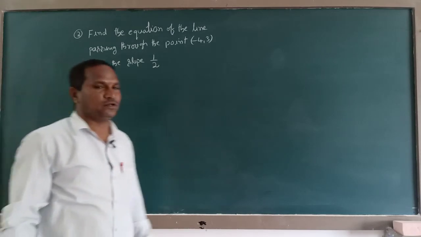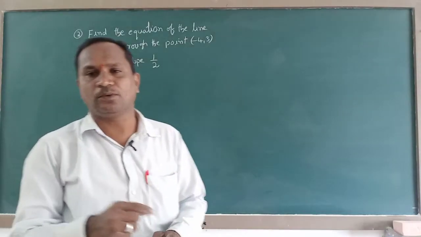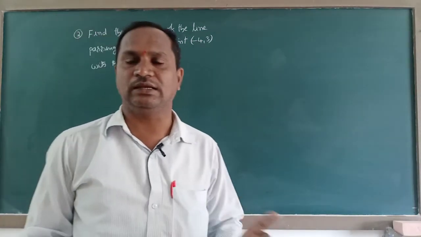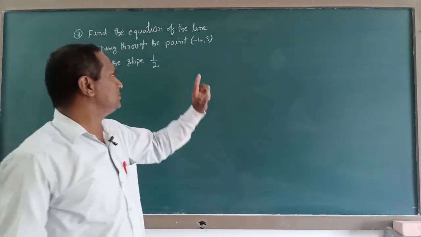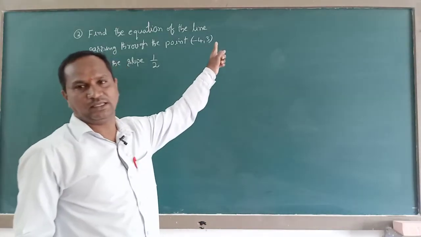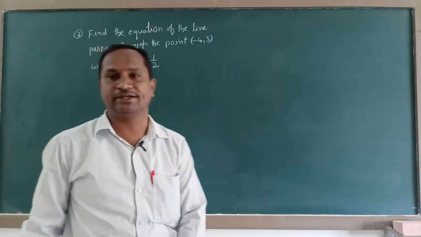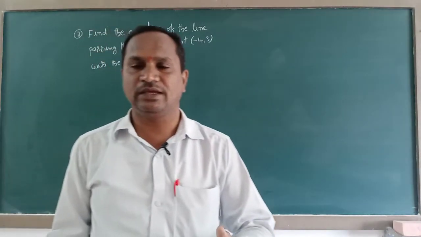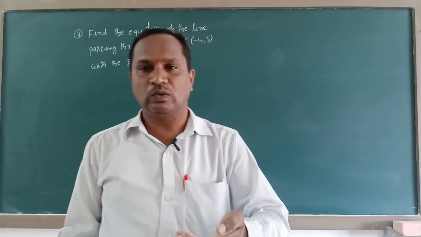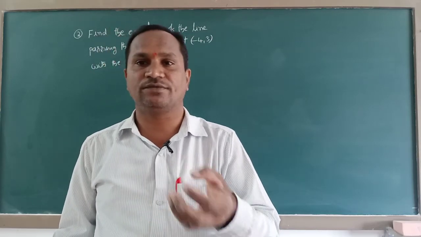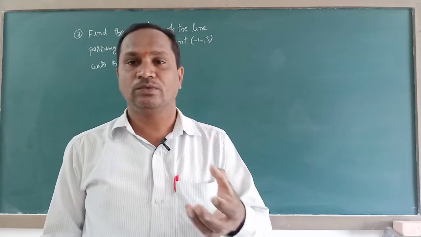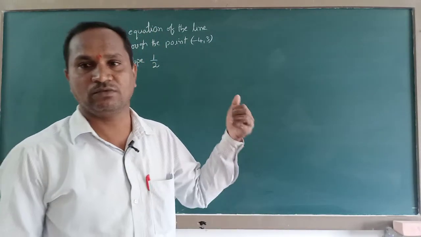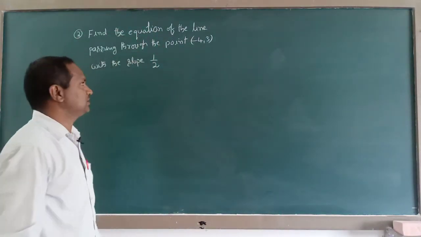In this question we have a point and slope. They have mentioned in the question that the required line is passing through the point minus 4 comma 3 and has slope 1 by 2. Since slope and point are given, we have to apply the slope point form to get the equation of the required line. Let us now give the solution for this question.